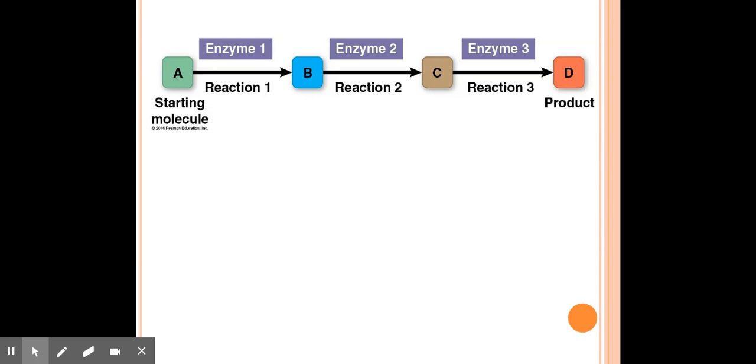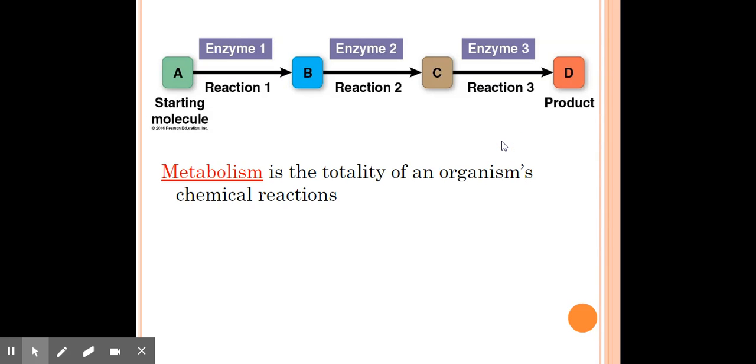You may recall from standard biology, or chemistry rather, that we have the reactants and the products, kind of like a chemical reaction, moving all the way from our first reaction, our starting molecule, into one, two, three, final product.